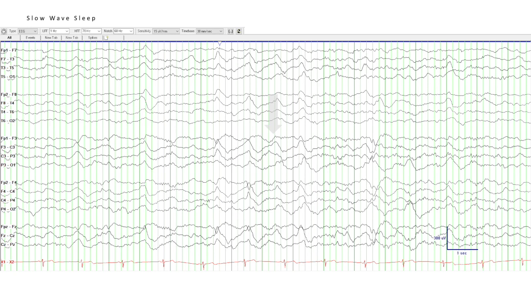Sometimes slow wave sleep can resemble K complexes that coalesce together in a continuous manner. This would be a typical example of that phenomenon.